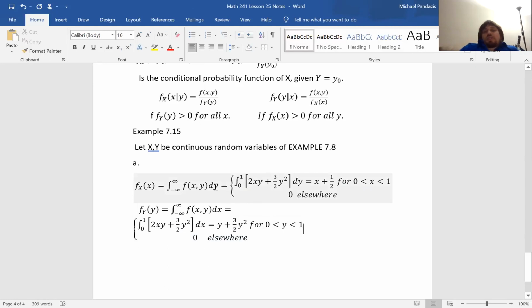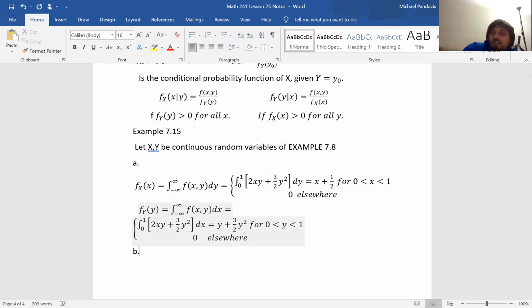Okay, so if you're integrating with respect to y, you find this integral for x between 0 and 1. And if you're doing f sub y, you're integrating with respect to x from 0 to 1, and you get this expression of y, for y between 0 and 1. So that's A.